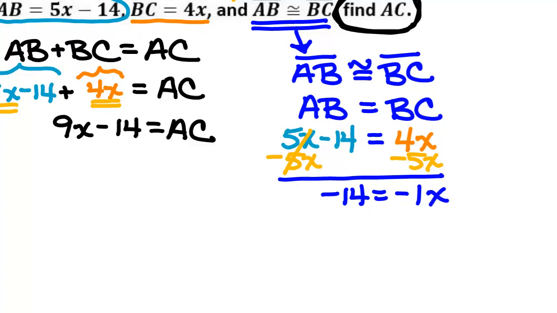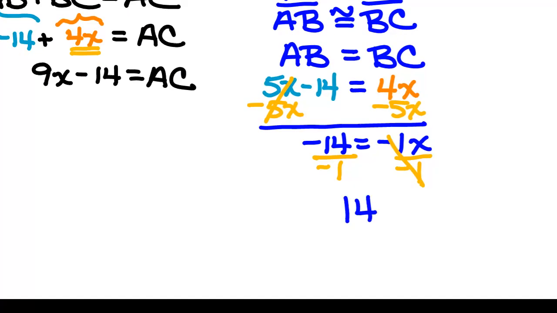All right, so that gives me negative 14 equals, what is 5x minus 4x? Negative 1x. And then I'm going to divide both sides by negative 1. What is negative 14 divided by negative 1? 14. So 14 is equal to x.